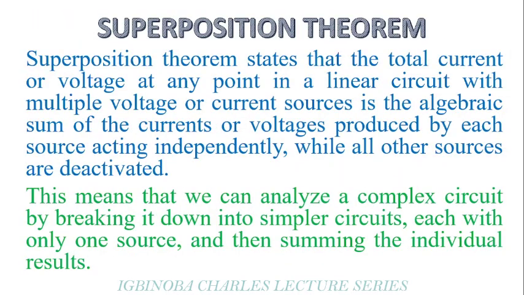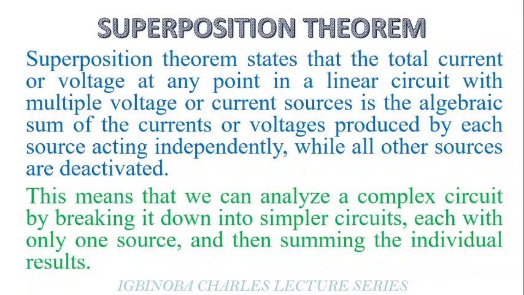So we now look at the superposition theorem. The superposition theorem states that the total current or voltage at any point in a linear circuit with multiple voltage or current sources is the algebraic sum of the current or voltage produced by each source acting independently while all other sources are deactivated. This simply means that if you have a circuit containing more than one voltage source, it is easier for you to analyze the circuit.